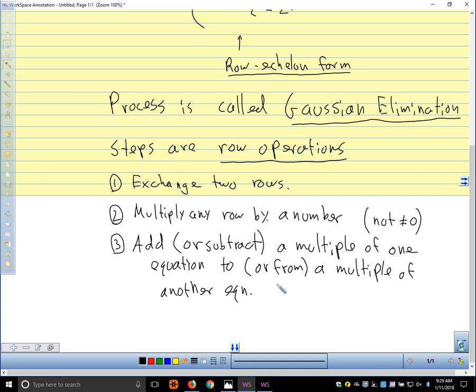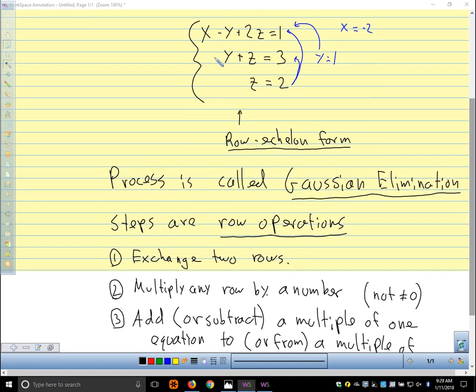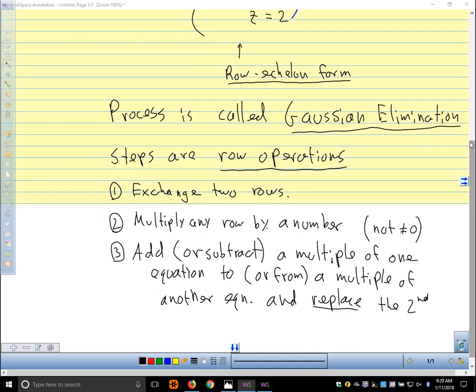And replace the second. And it's the replacing part that lets us get rid of this x and get rid of this x and y. We replace the equation after we do that.